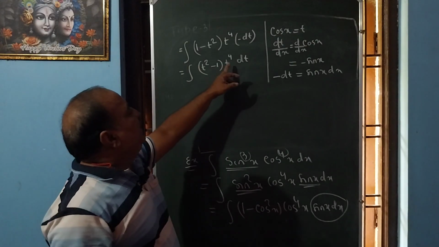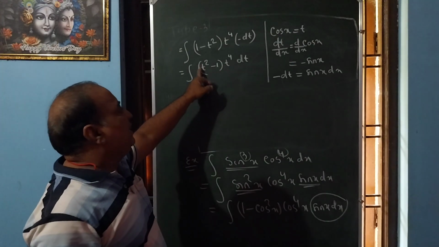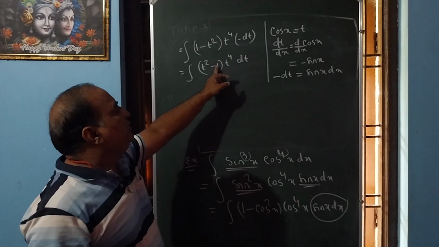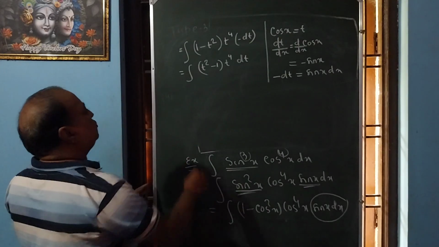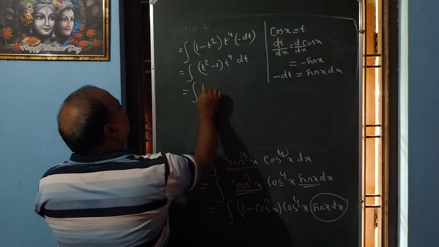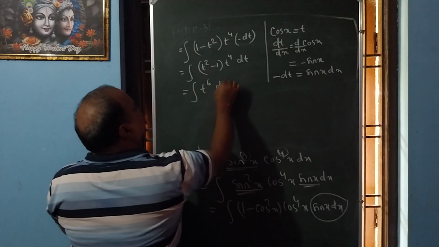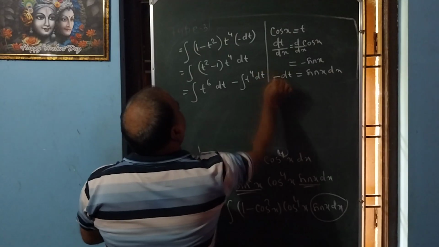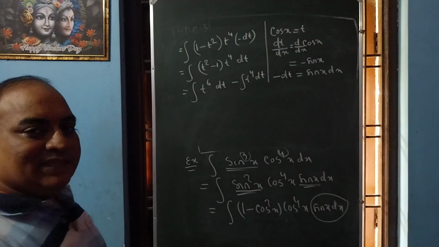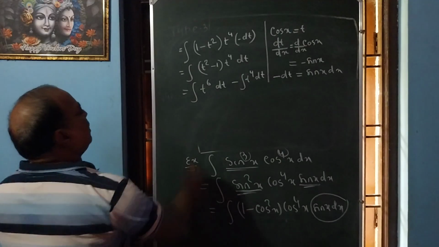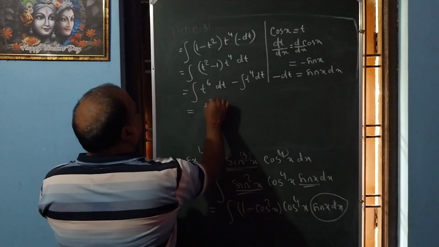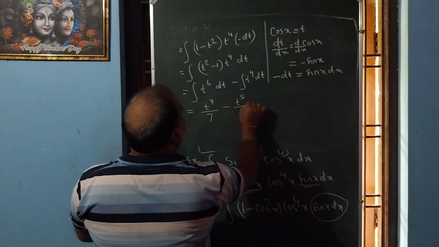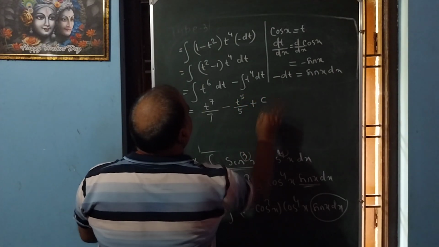Now multiply t to the power 4 with t square, that is t to the power 6. And t to the power 4 multiplied with 1 is t to the power 4. So we get the integration of t to the power 6 dt and the integration of t to the power 4 dt. So we know that this is equal to t to the power 7 by 7 minus t to the power 5 by 5 plus c.